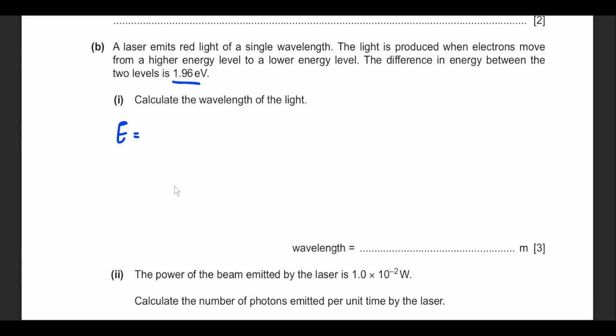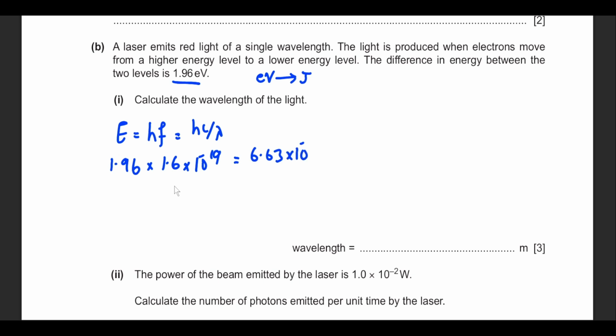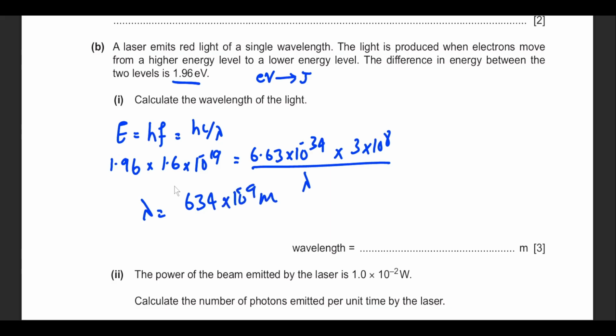Simple formula, E equals to hf, which is equal to hc divided by lambda. So this will be 1.96 into 1.6 into 10 raised to the power minus 19. The way we're doing this is converting electron volts into joules. So h is 6.63 into 10 raised to the power minus 34 multiplied by speed of light, which is 3 into 10 raised to the power 8, divided by lambda. Let's find lambda. Lambda comes out as 634 into 10 raised to the power minus 9 meters. And up to 2 significant figures, this becomes 6.3 into 10 raised to the power minus 7.